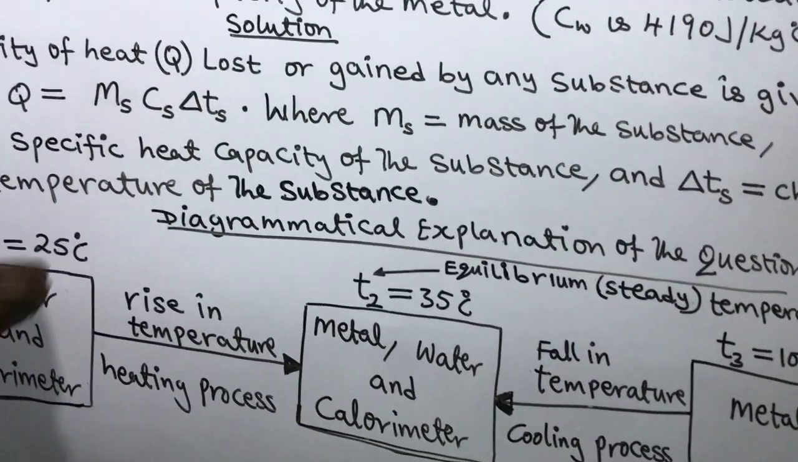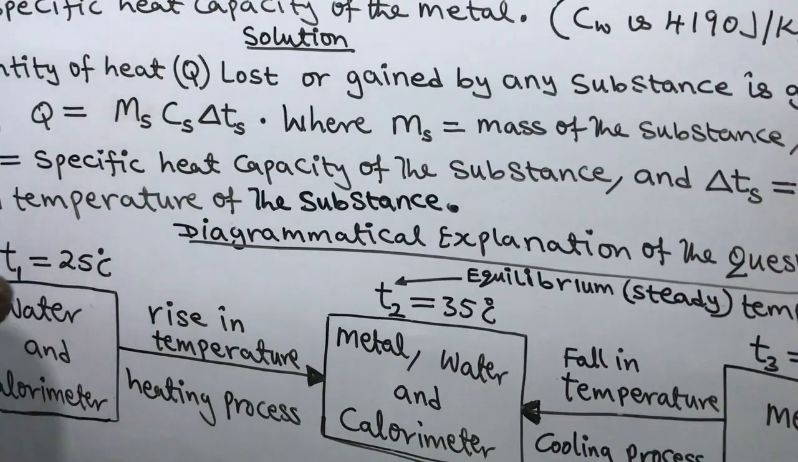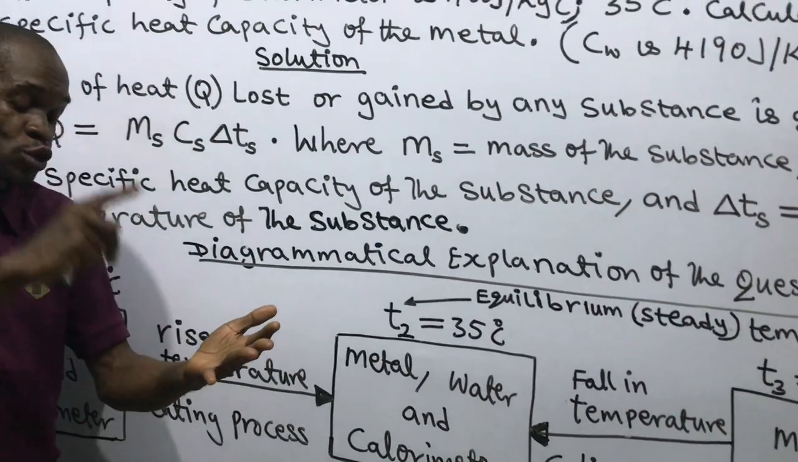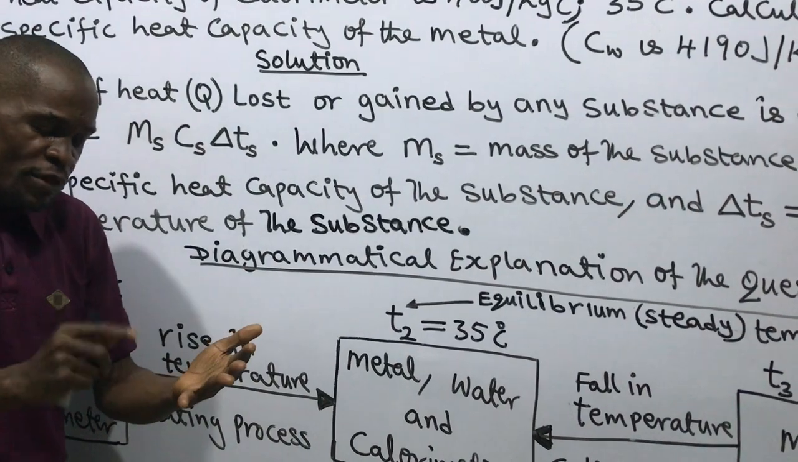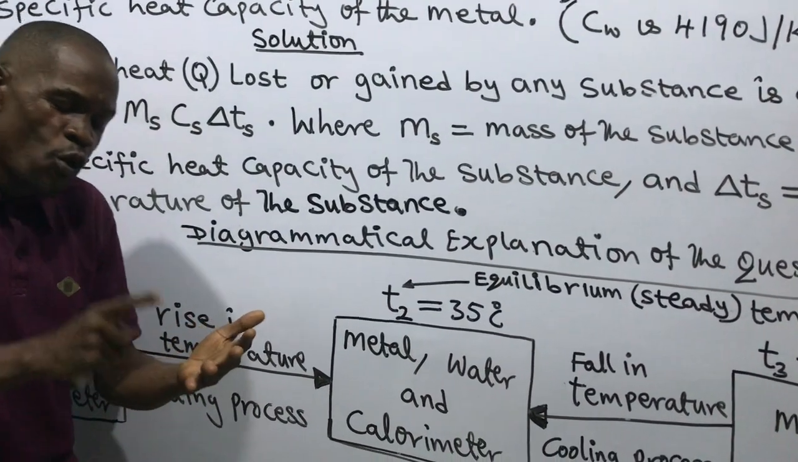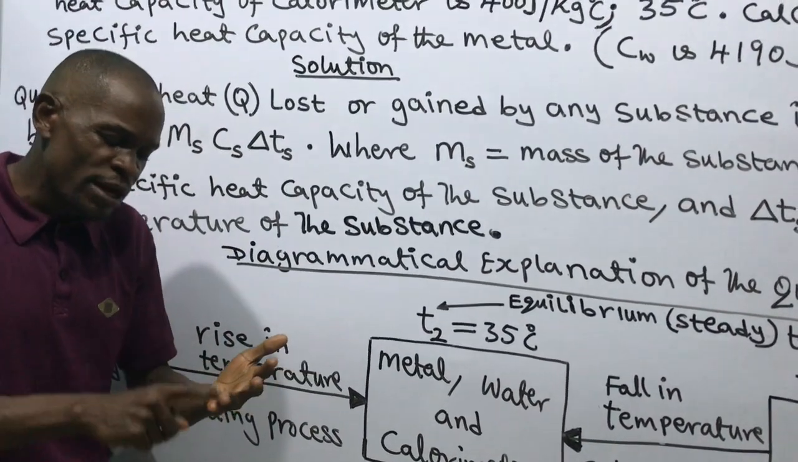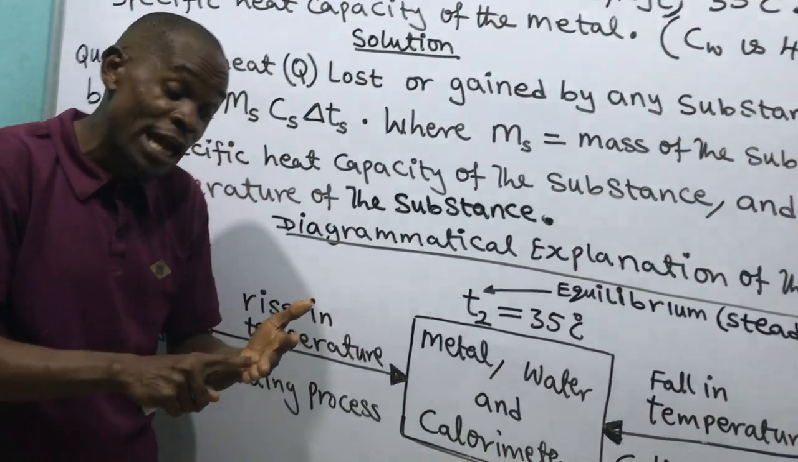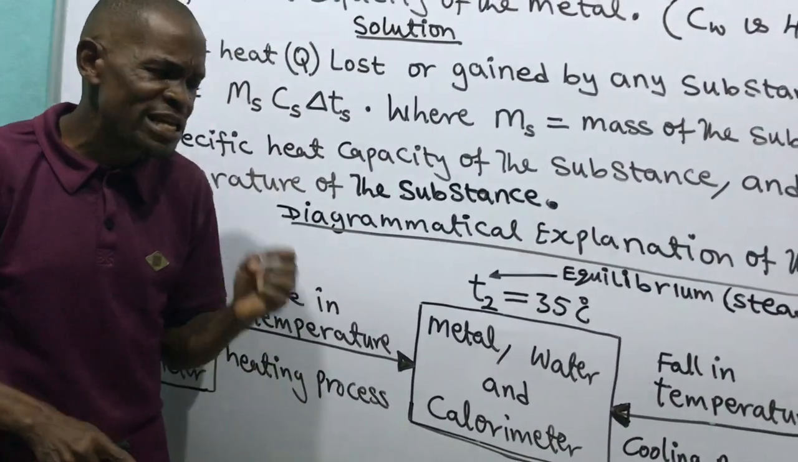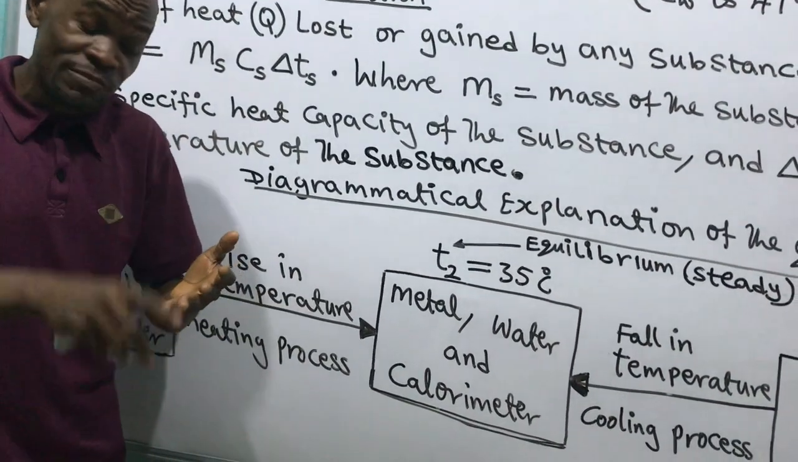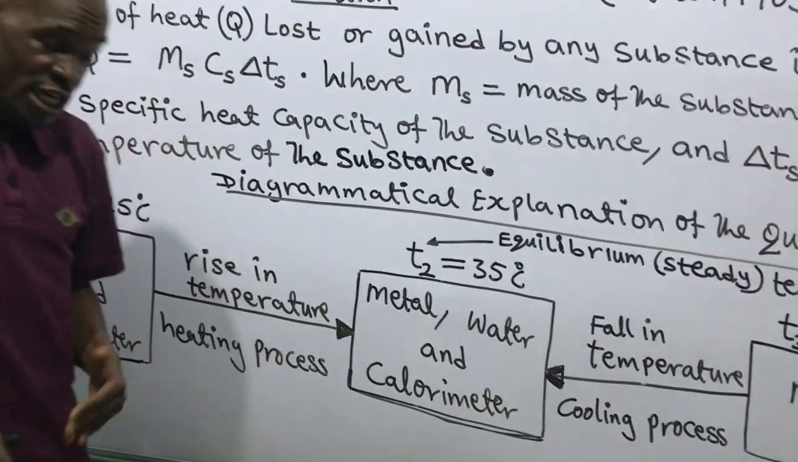Now we have to know who loses the heat and who gains the heat. Who loses the heat? The metal lost the heat, and who gained the heat? The calorimeter gained the heat, and the water gained the heat. So these two gained the heat, while the metal lost the heat.